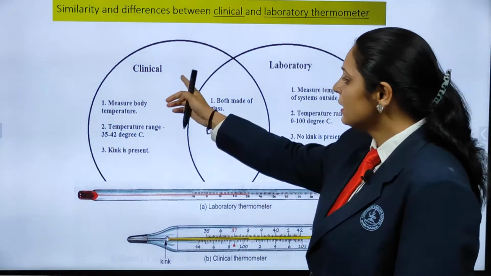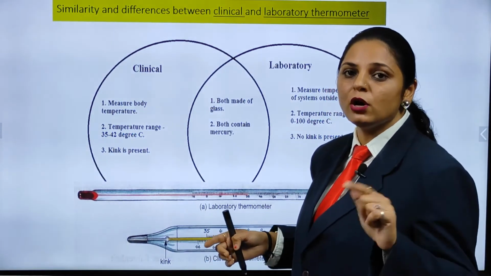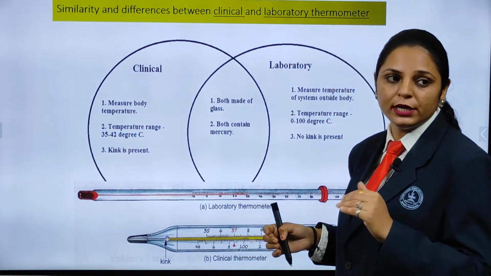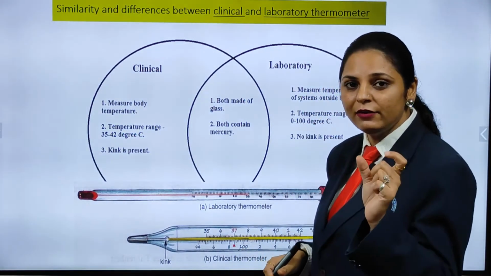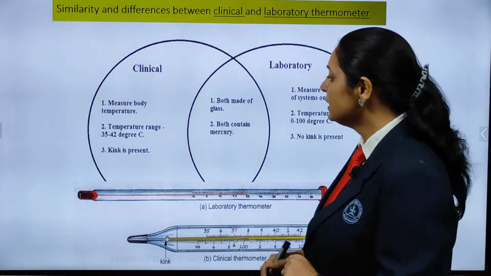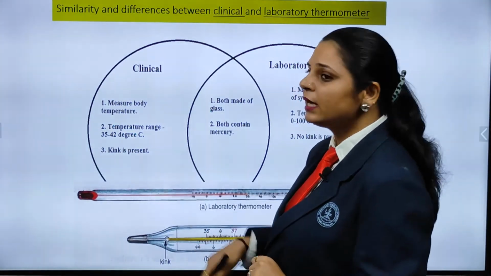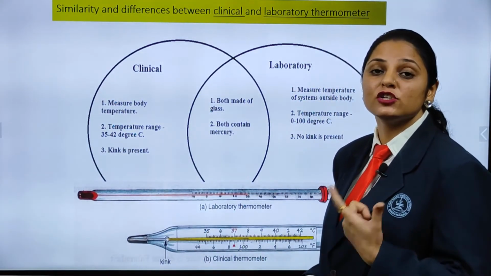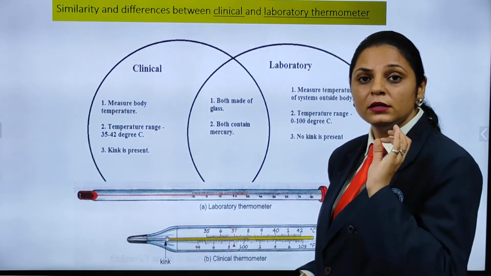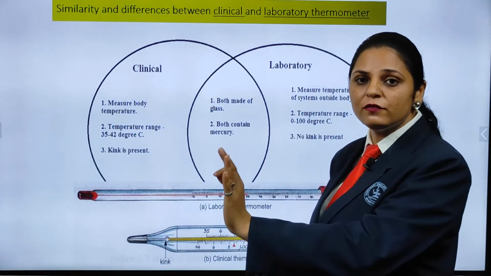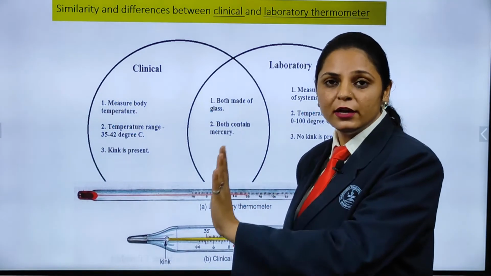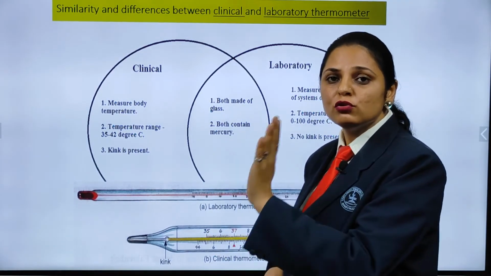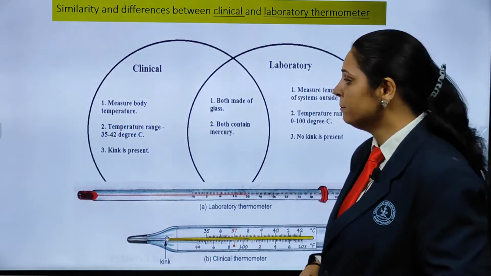What are these? The clinical thermometer is used by doctors to measure body temperature, and its range is 35 degree to 42 degree Celsius, and the kink is present. Why? What is the function of the kink? The kink restricts the mercury and marks the point where the body temperature was shown, so that it does not drop abruptly.